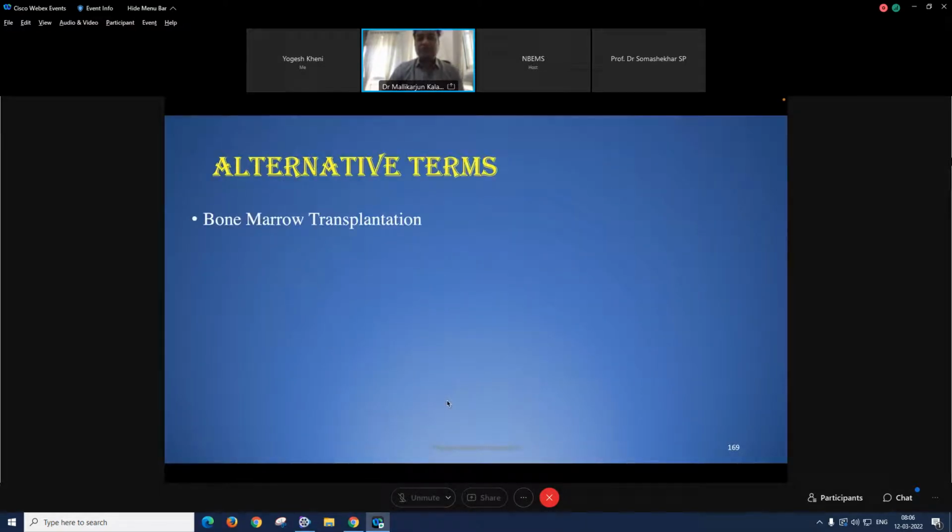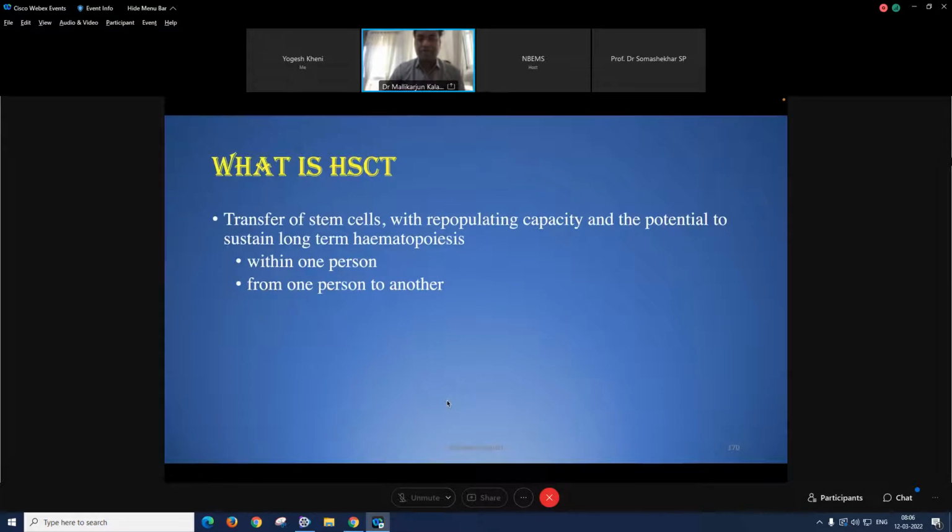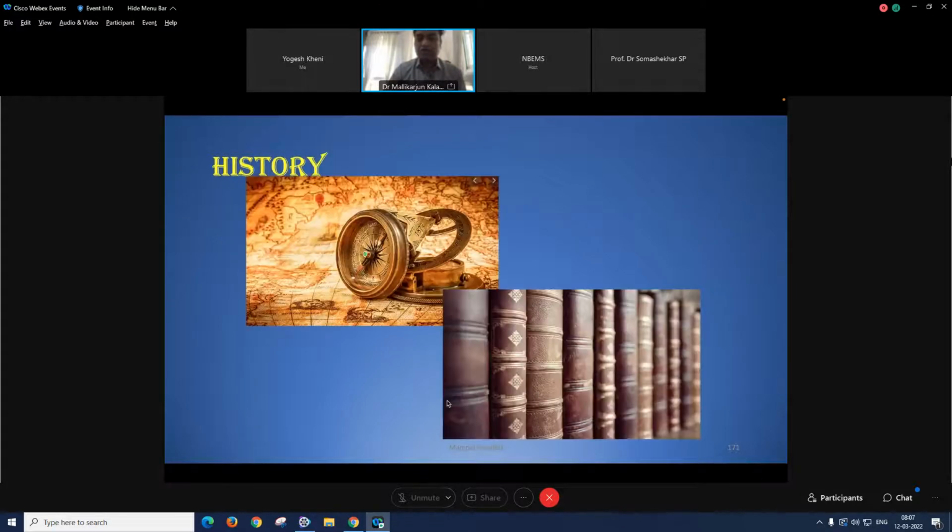So bone marrow transplantation is also termed blood and marrow transplantation and hematopoietic cell transplantation, more aptly called hematopoietic stem cell transplantation, simply because we use multipotent hematopoietic stem cells to repopulate a diseased marrow here. So what is it essentially? It is transfer of stem cells with a repopulating capacity and the potential to sustain long-term hematopoiesis. If you take those stem cells from the same individual, we call that autologous transplantation. If you take it from another individual, you call it an allogenic transplantation.